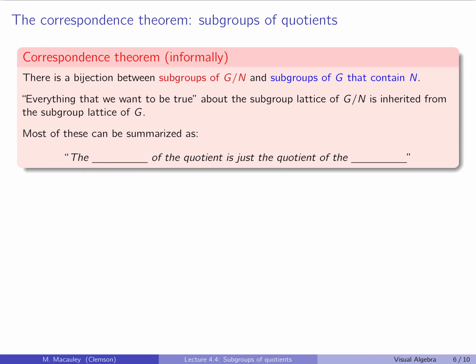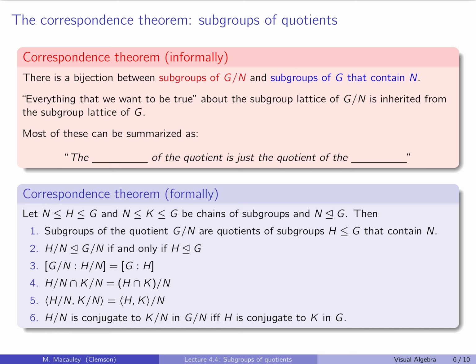To summarize, not only is there a bijection between subgroups of the quotient and subgroups of G that contain N, but everything we want to be true about the subgroup lattice of the quotient is inherited from the subgroup lattice of G. Most of these can be summarized sort of like the following. The blank of the quotient is just the quotient of the blank.